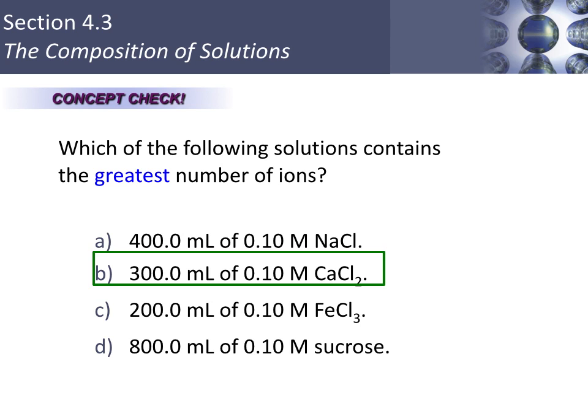So if we look at A, it has 0.08 moles of ions, right? You have 0.4 liters, and each sodium chloride is going to break off into 1, so you have 0.1 molar of sodium ions and 0.1 molar of chloride ions. For B, it contains 0.09 moles of ions. You have 0.3 liters and 3 different ions at that concentration: 1 calcium, 2 chloride, so it would be 0.1 times 3. C contains 0.08 moles of ions. And D does not contain any ions because sucrose does not break into ions at all.